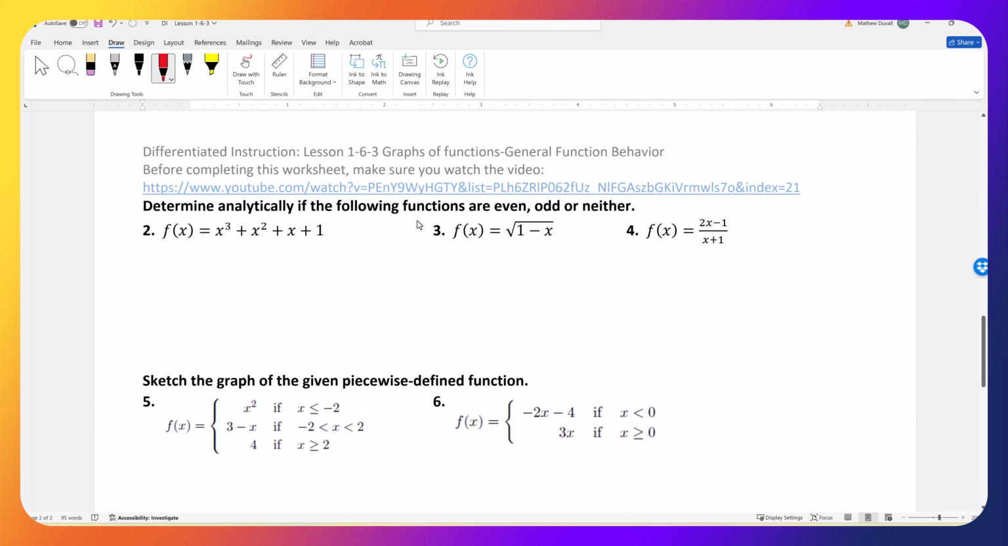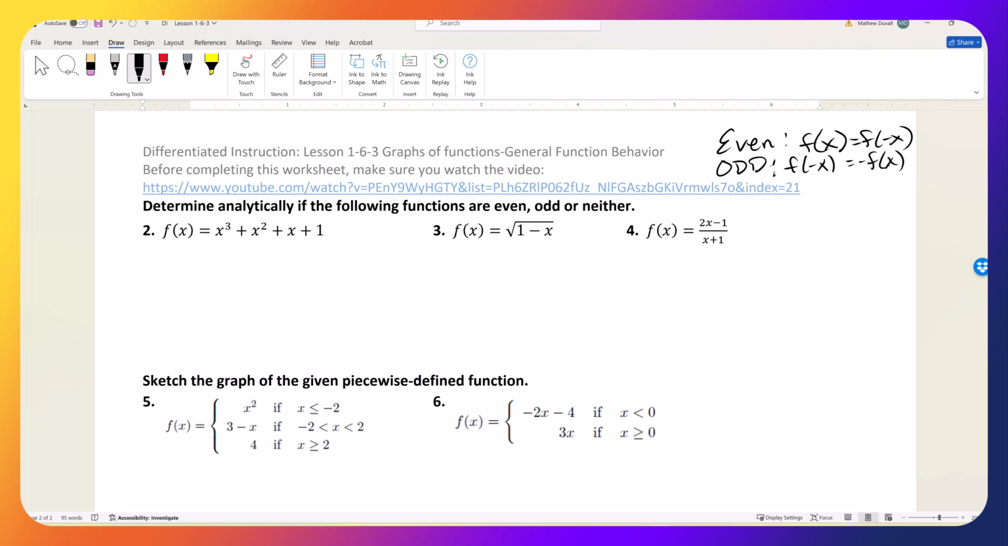Determine analytically if the functions are even, odd, or neither. Okay, so remember, if your function is going to be even, this statement has to be true: f of x equals f of negative x. So if that statement is true, then we know it's going to be an even function. And for an odd function, we have to prove that this statement is true. And if you can prove that's true, then we know that the function is going to be odd.